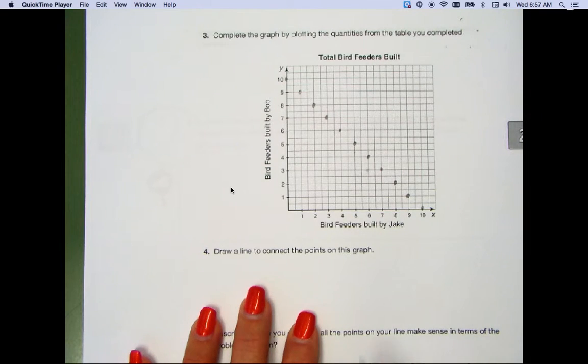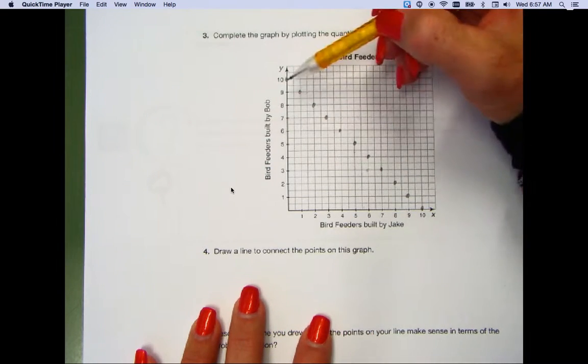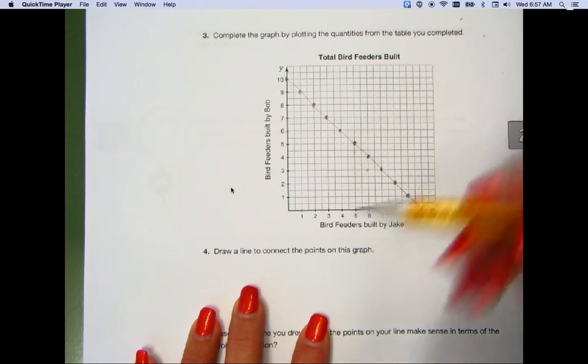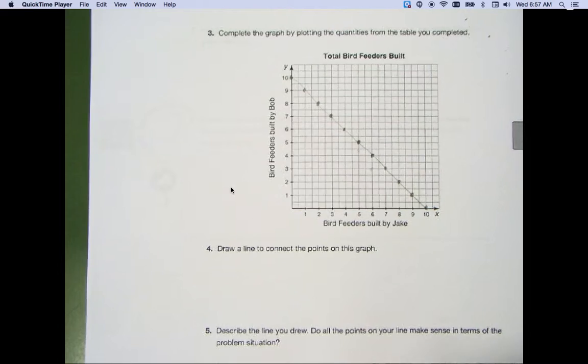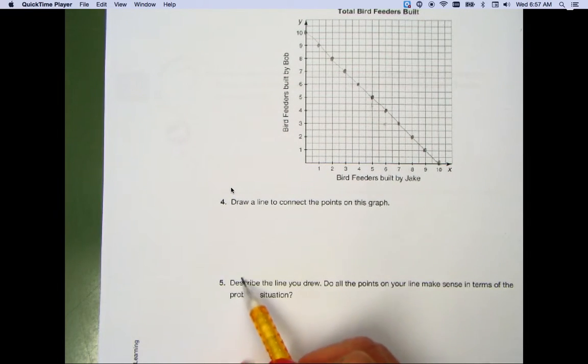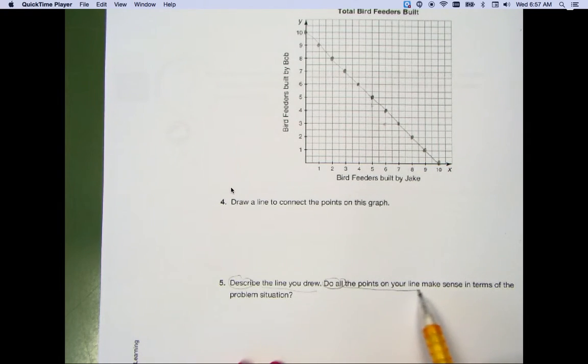Okay, so I plotted all my points. Now it says to draw a line connecting the points. Best to use a straight edge, but I'm just going to quickly put these points in. Describe the line you drew. Do all the points make sense in terms of the problem situation?